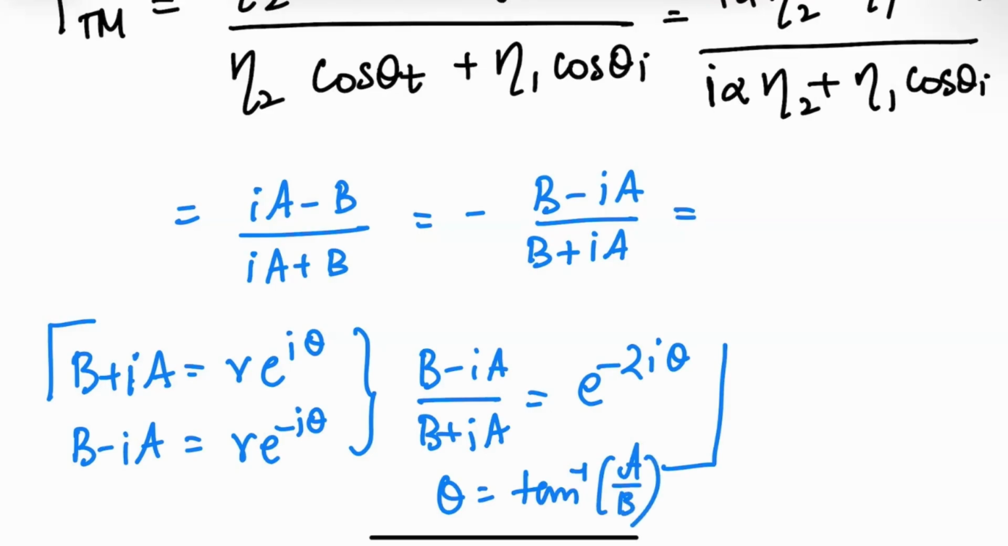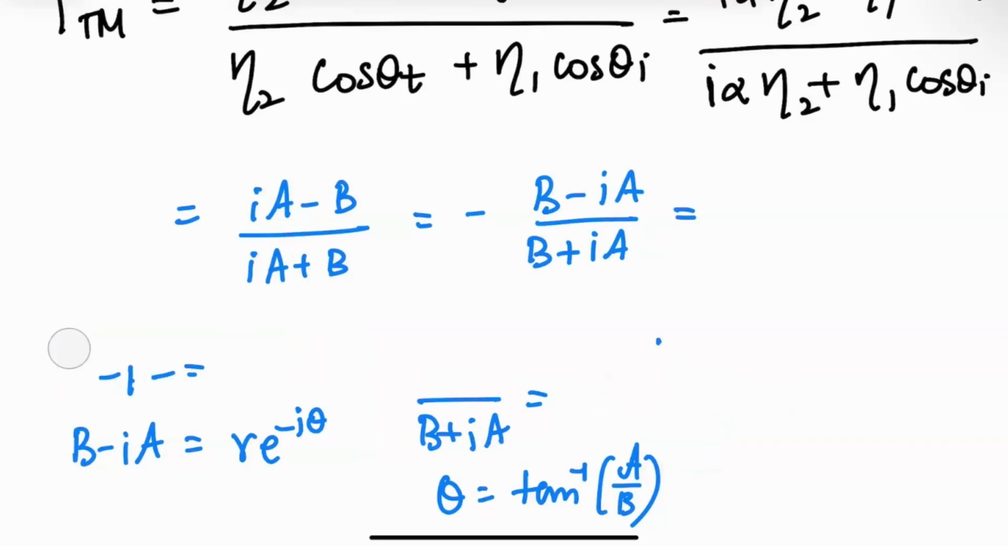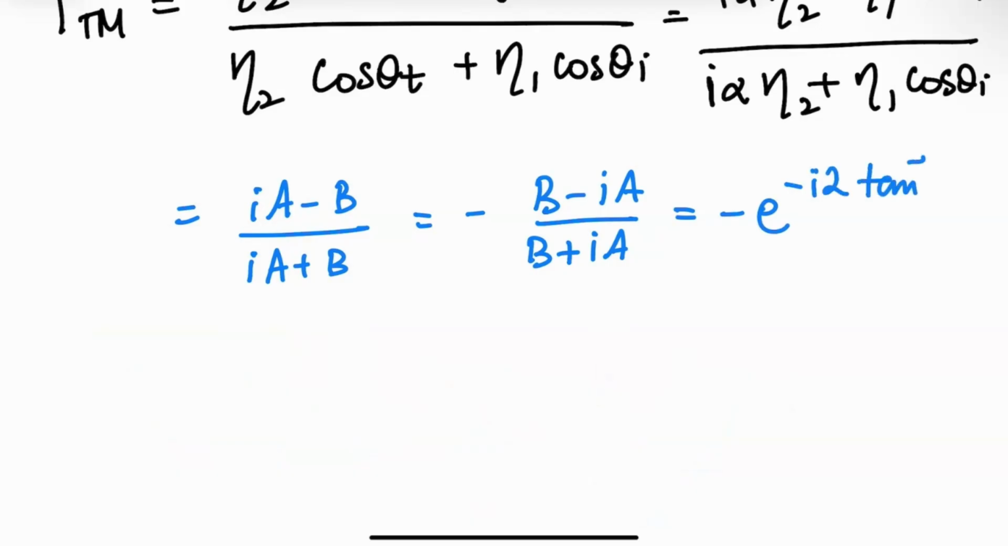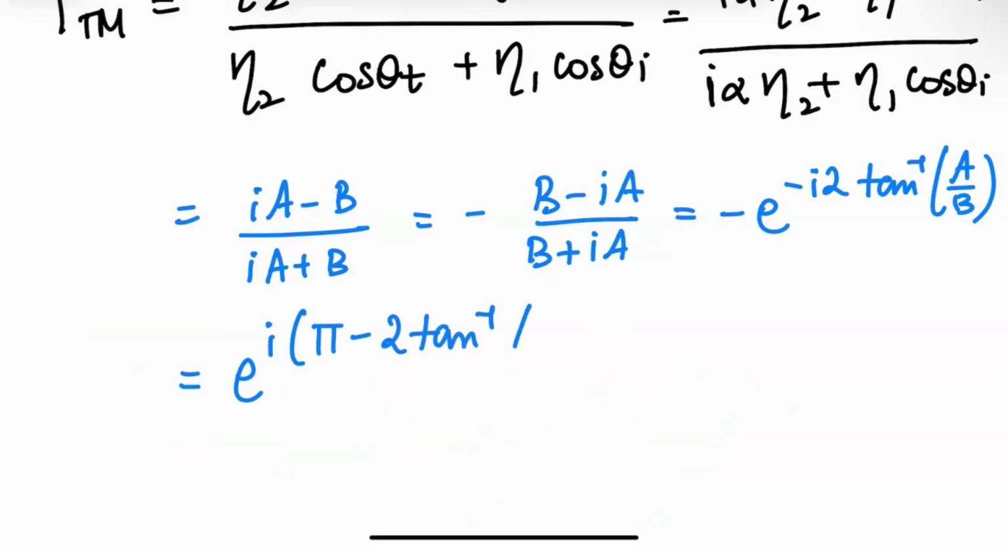And based on the polar definition, I'm going to erase all this. Hopefully, that's not too difficult to remember. And we can write it out as nothing but minus e to the minus i 2 tan inverse A over B. Okay. This I can rewrite as e to the i pi minus, from properties of the tan inverse of A over B.